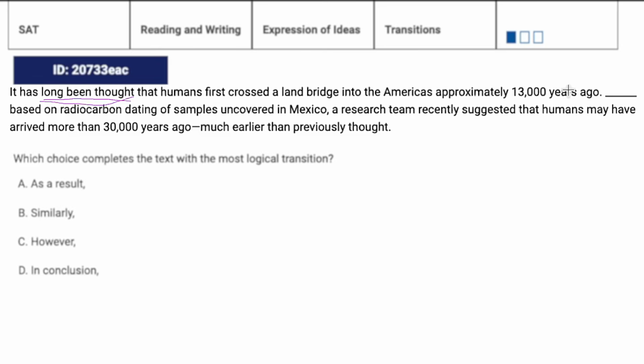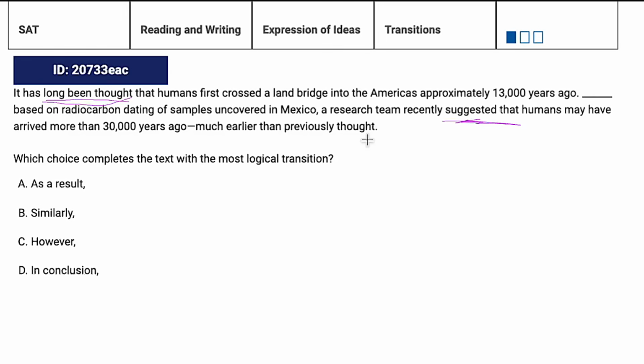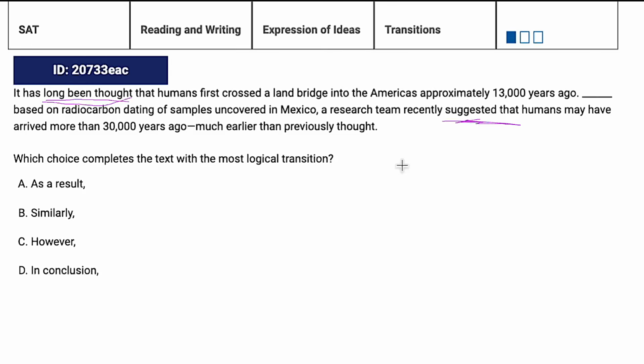But then if I look at the second one, based on some radiocarbon dating, a research team recently suggested, so this is likely going to be the new thing that's being suggested, that humans may have arrived more than 3,000 years ago, much earlier than previously thought. Cool. Okay. So after you scan, you are going to link the relationship between the 2 sentences. And as you do this, you might need to get more context from the rest of the passage. In this case, there's literally only 2 sentences, so I already read the whole passage basically.